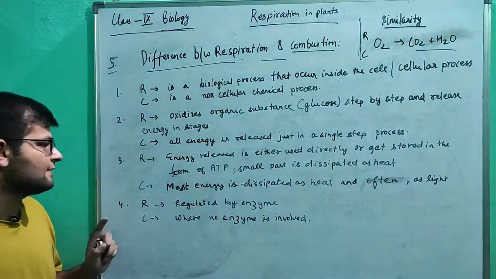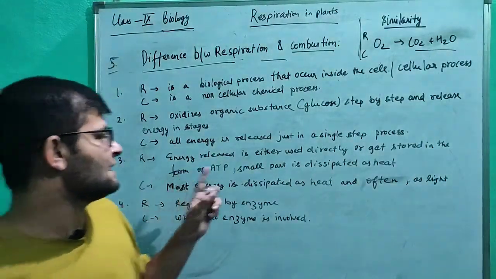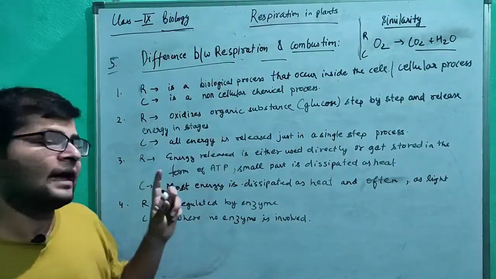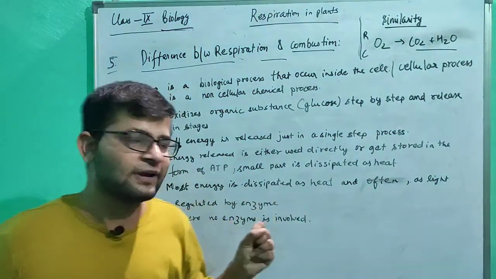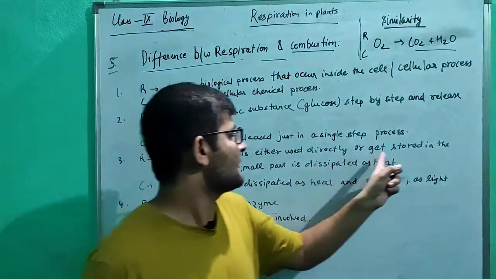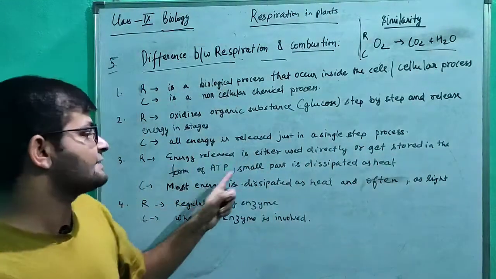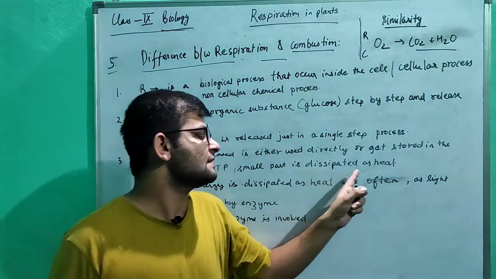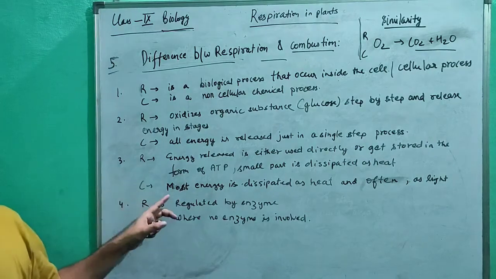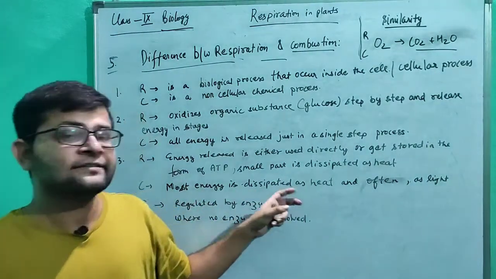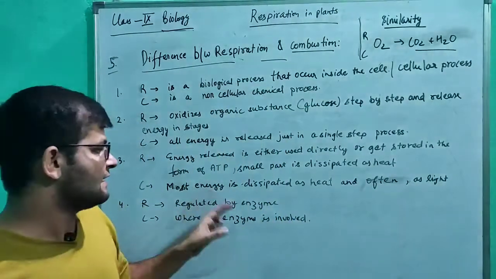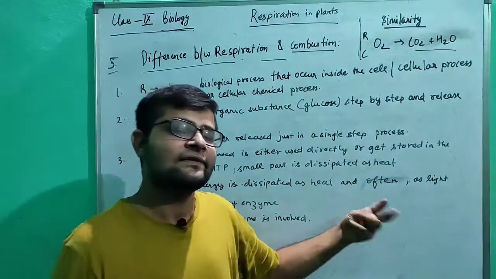The third difference is in how the energy released is used. When respiration happens, the energy which is released in the form of ATP is either directly used or is stored in the form of ATP. A small part of energy is dissipated as heat. When we talk about combustion, most energy is dissipated as heat and some amount of energy is dissipated as light. When we burn something, heat and light are released together.